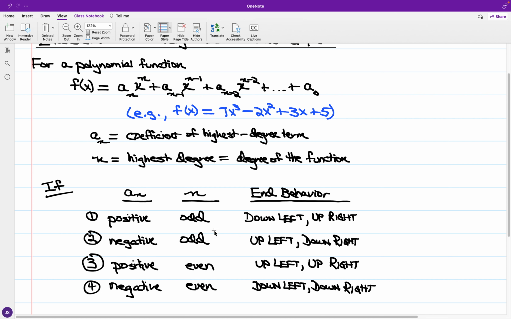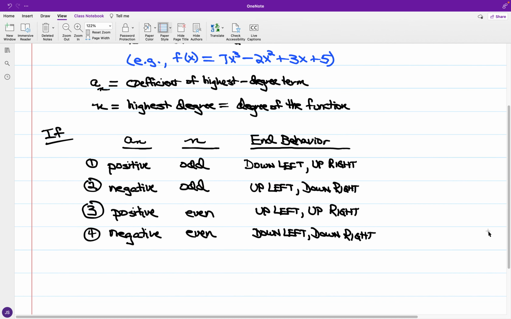And for the even degree functions, like when we were working with quadratic functions, whenever the coefficient a is positive, the graph opens upward at both ends, up to the left, up to the right. And whenever the coefficient is negative, you have downward motion both to the left and to the right.